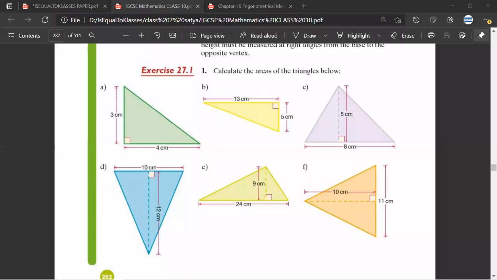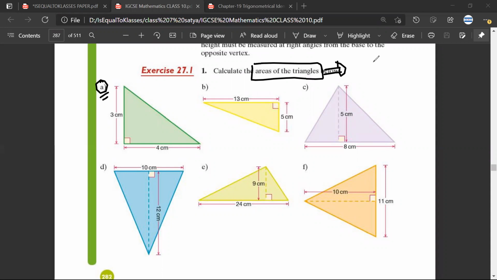Okay, Mr. Sarthak. So how do I do A part? Okay, what is the area of a triangle? So area is equal to 1 upon 2 into base into height. Base into height. Okay.